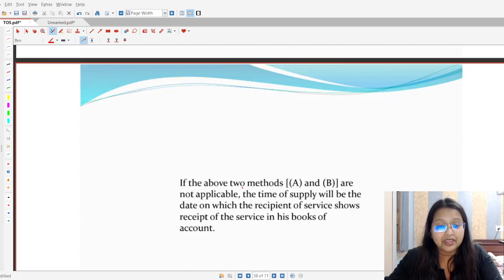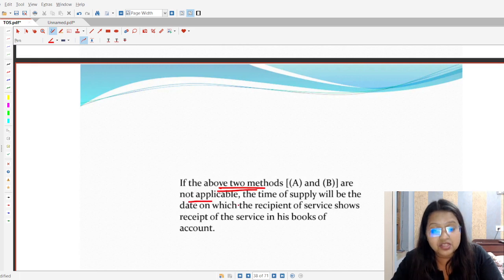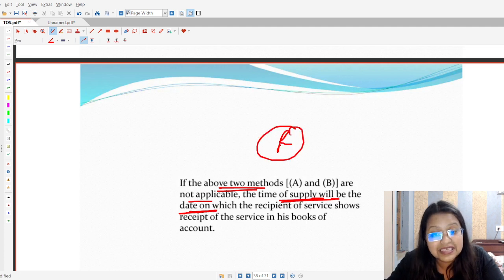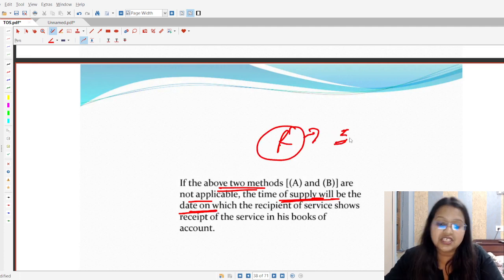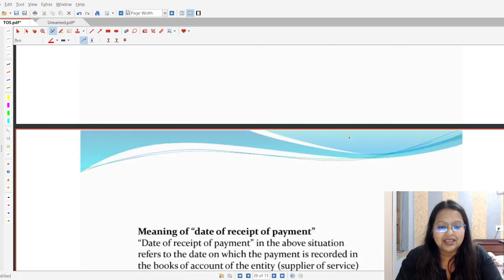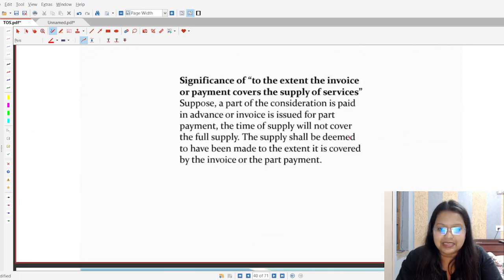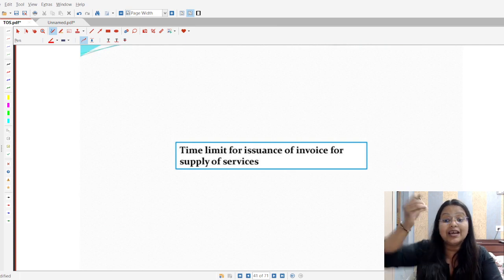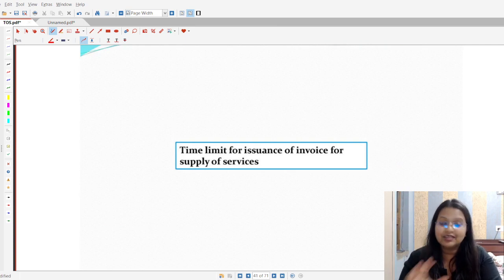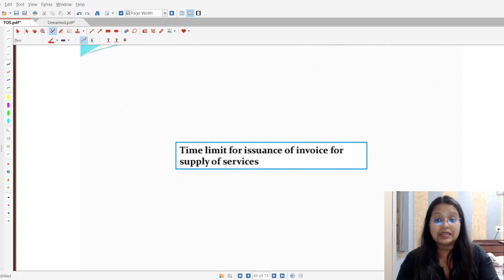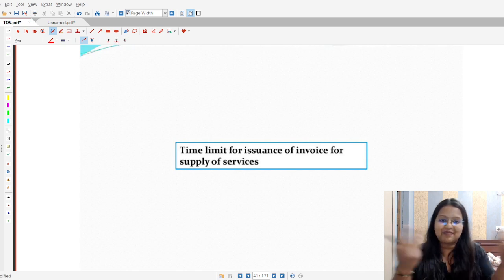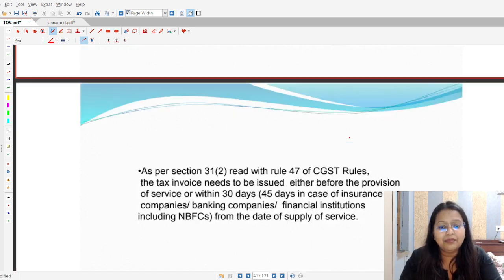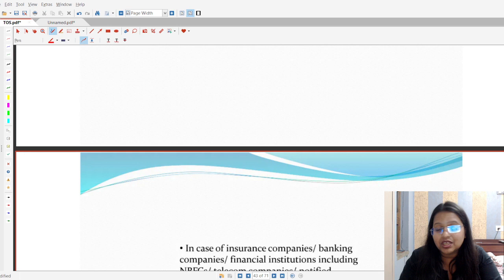Okay, but ma'am, if the above two methods are not applicable, what will happen? So student, in that case, the time of supply will be the date on which the recipient shows that he has received the services in his or her books of accounts. The meaning of invoice and payment is the same here, so no confusion on that point. The extent point is also the same, that is, to the extent the person supplies the goods, as we covered in the case of goods, so to the extent the person supplies the services. Now next, ma'am, what is the time limit for issuance of invoice here?